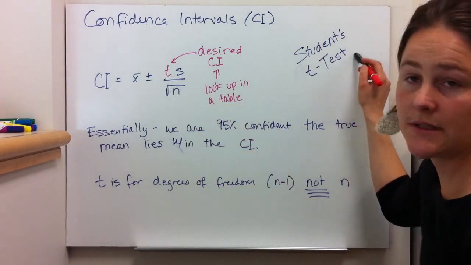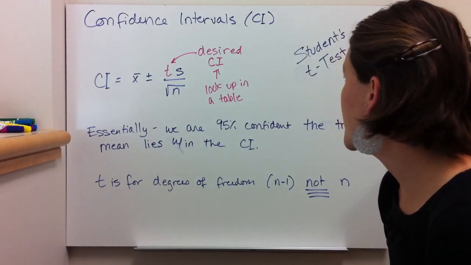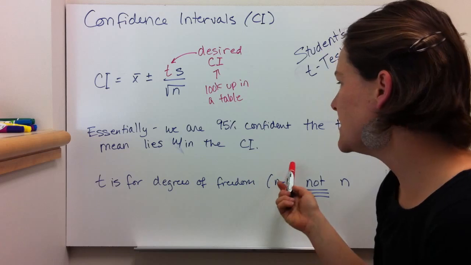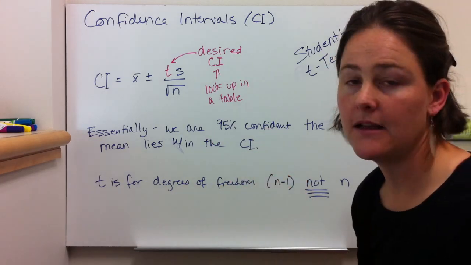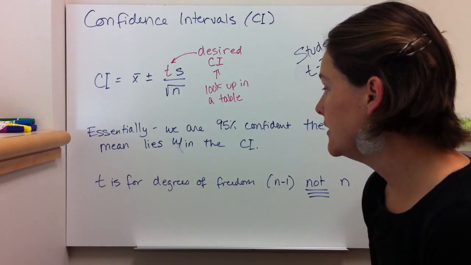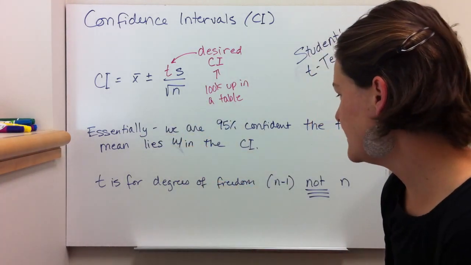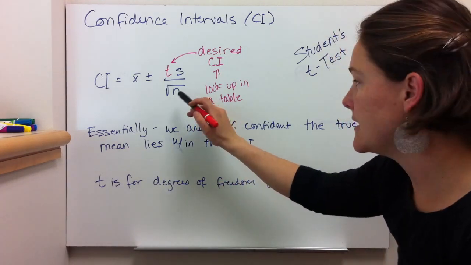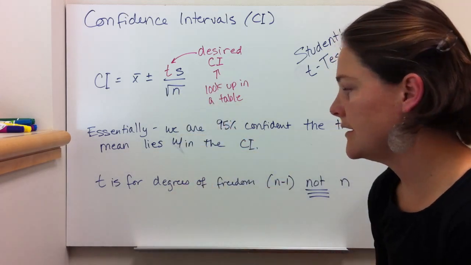So this is called the student's t-test, and it's actually kind of a cool story I'll tell you in class about why it's called the student's t-test. But essentially, if we want to be 95% confident that the true mean lies within the confidence interval, we use this equation. And one thing I do want to point out is that n here is the number of measurements, and t here is the degrees of freedom.